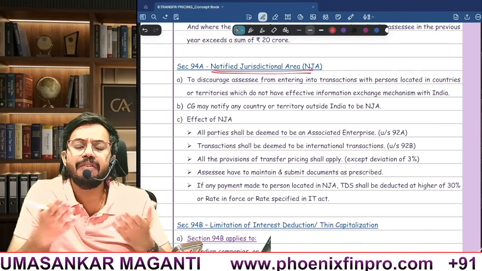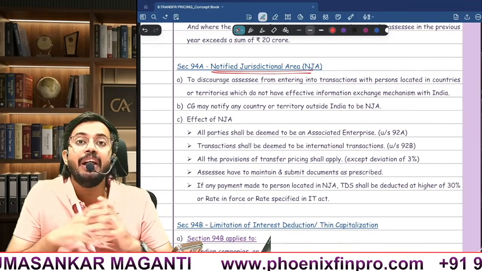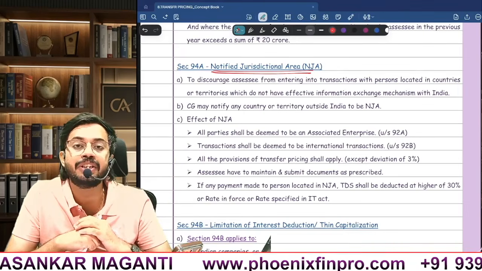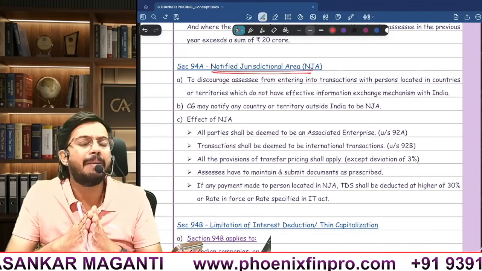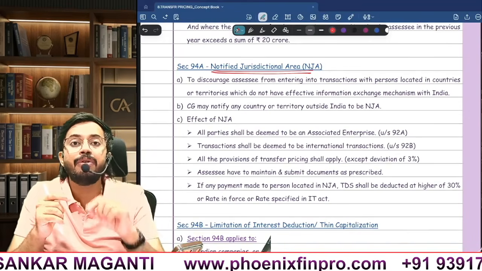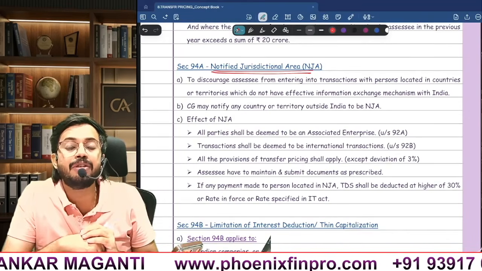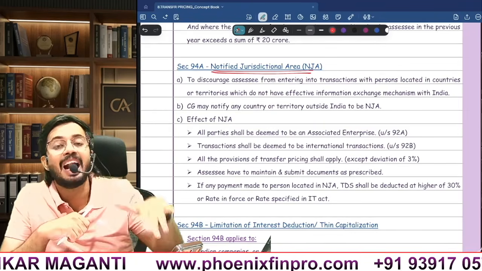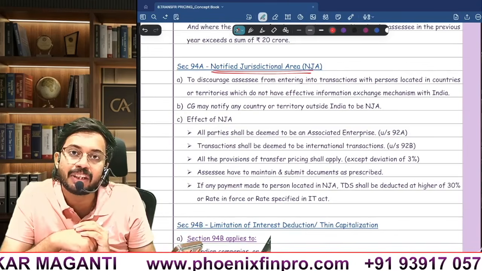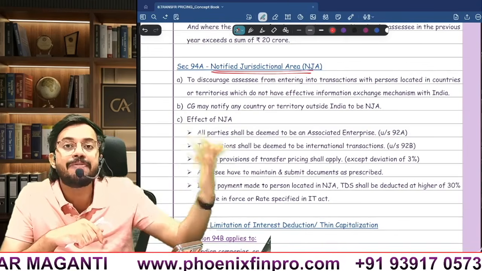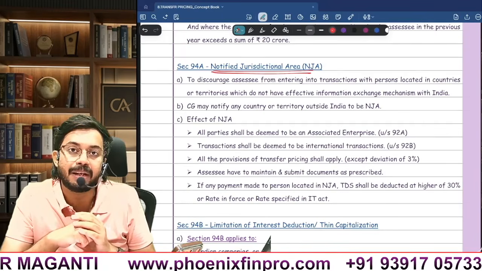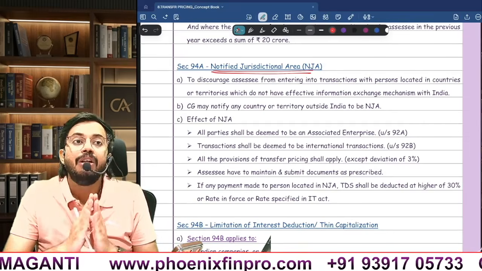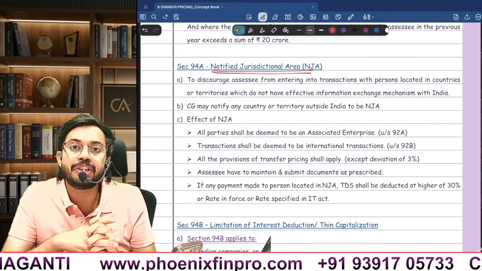So there are some countries which do not cooperate with the Indian government. The Indian government will declare those countries, those areas, as notified jurisdictional areas. Any company, any person in India, if they do a transaction with a person located in a notified jurisdictional area, that person will be deemed as an associated enterprise. That transaction will be deemed as an international transaction, and the transfer price for the transaction will be calculated at arm's length price. Very simple. There are some countries which do not cooperate with India. Those countries will be declared as notified jurisdictional areas.